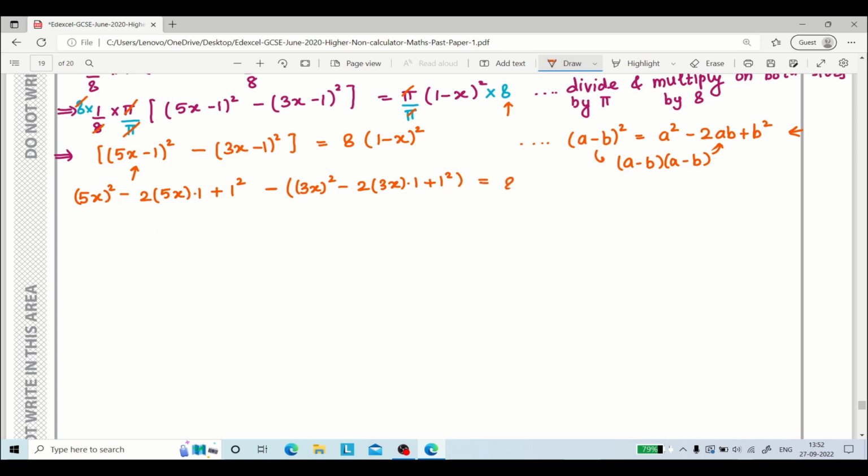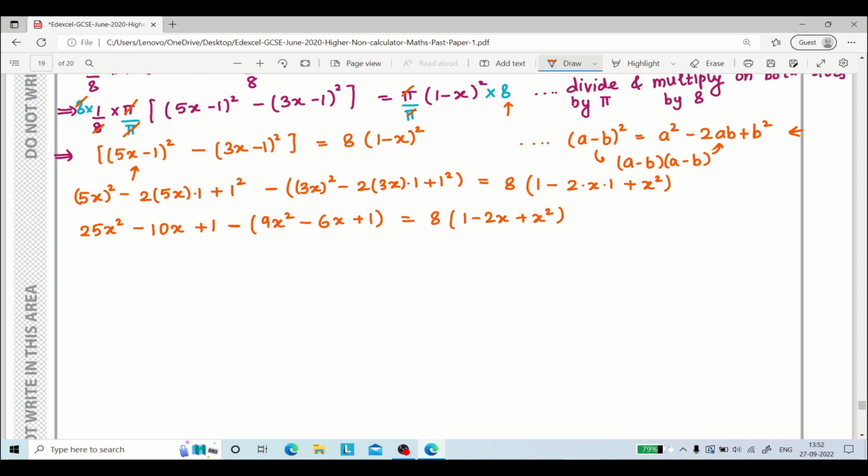equal to 8, and we have (1 - x) whole square, that is 1 minus 2 into x into 1 plus x square. Now we'll just try and simplify this. (5x) whole square is 25x square minus 10x plus 1 minus, this is going to be 9x square minus 6x plus 1 equals 8 into (1 minus 2x plus x square).